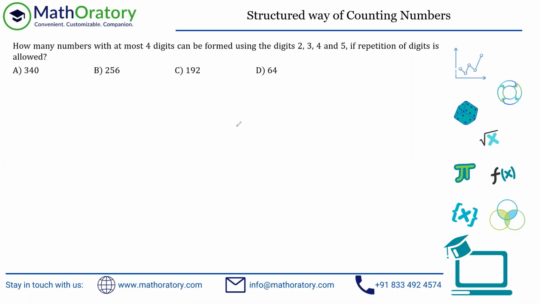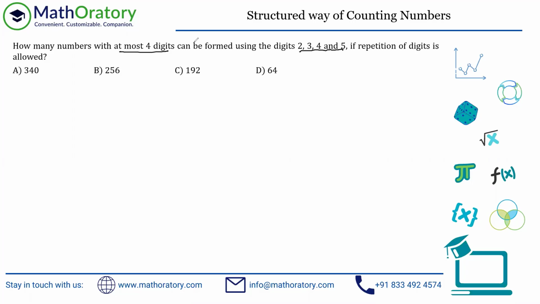All right, we have a PNC problem. So we have been given that the number that we are trying to figure out how many numbers. The numbers should have at most 4 digits and can be formed using the digits 2, 3, 4, 5 if repetition of digits is allowed.